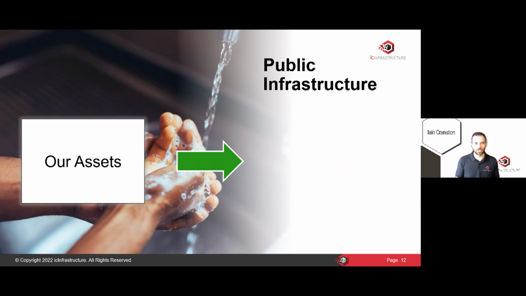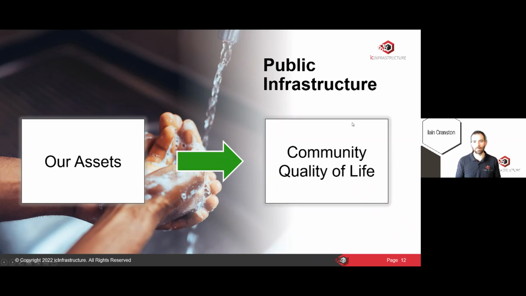But ultimately, those assets only exist to deliver a service. They exist to deliver some sort of services and value to the community that we serve. And that's this connection that needs to happen. We need to really keep this whole concept front of mind that we exist and our assets exist as public infrastructure organisations to deliver quality of life. It's so important, everything that we're doing and the way that we're using our assets, they all exist to deliver quality of life and service to our community.